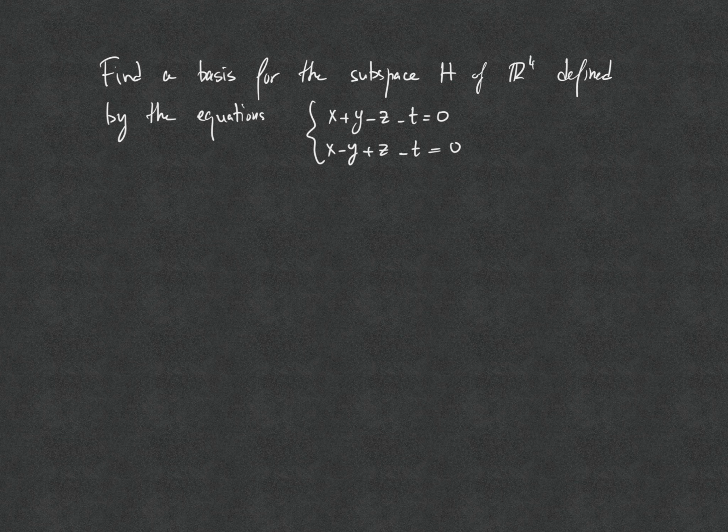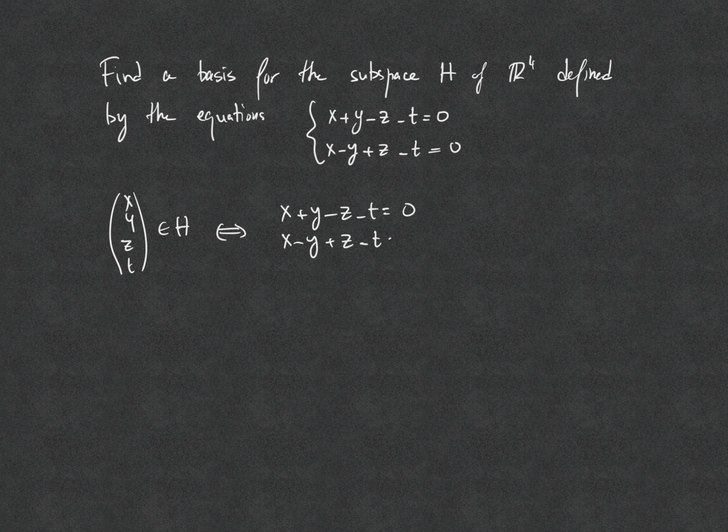Now, a vector x, y, z, t is in H means exactly that x, y, z, and t satisfy these two equations. The augmented matrix of this linear system is the following. And this is a row echelon form of the augmented matrix that indicates that the variables x and y are basic and the variables z and t are free.